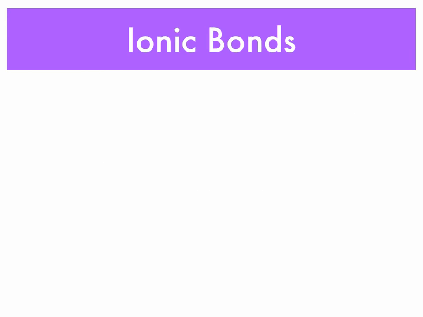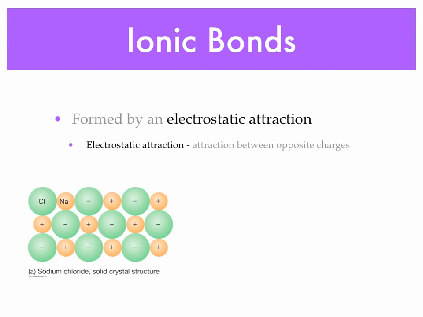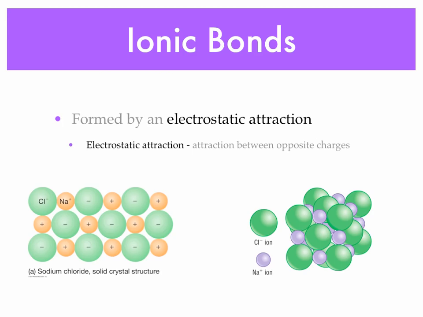So ionic bonds, as I said, are formed by an electrostatic attraction. And an electrostatic attraction is an attraction between opposite charges. So it's a positive and a negative coming together. A great example is sodium chloride. So a sodium ion is positively charged while a chloride ion is negatively charged. Because they have opposing charges, they are attracted to one another, and they easily form what we call an ionic bond, and they stay next to each other due to the attraction of those opposite charges.